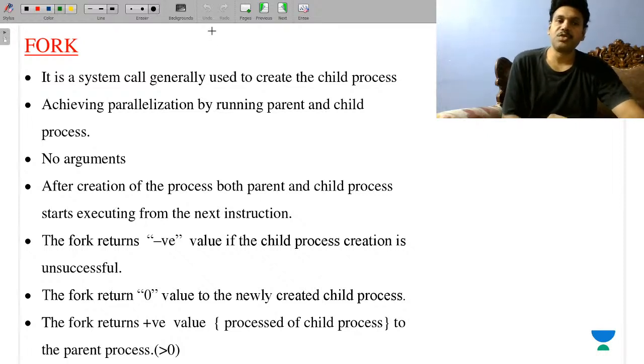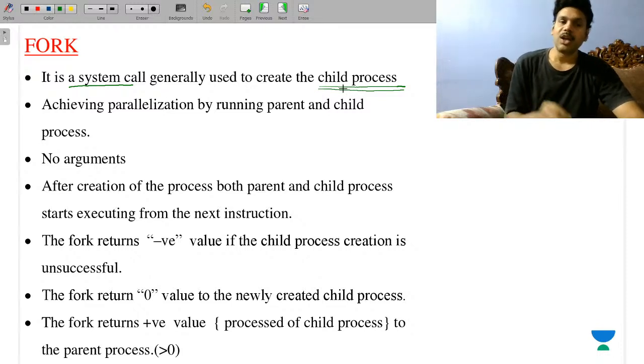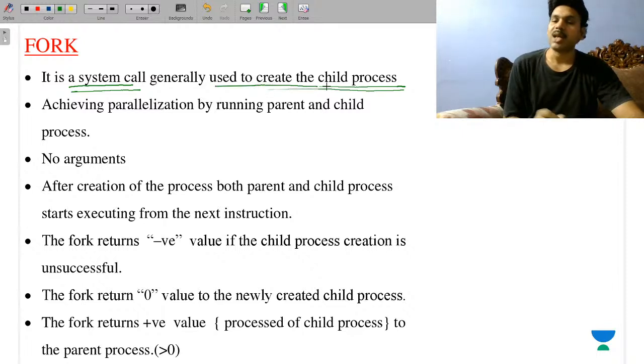A fork is a system call which is used to create a child process. If a single process would like to split into multiple processes, that's possible with fork. But the different aspect of fork is that, instead of creating a separate sub-process, it creates the same process once again in the form of a child.